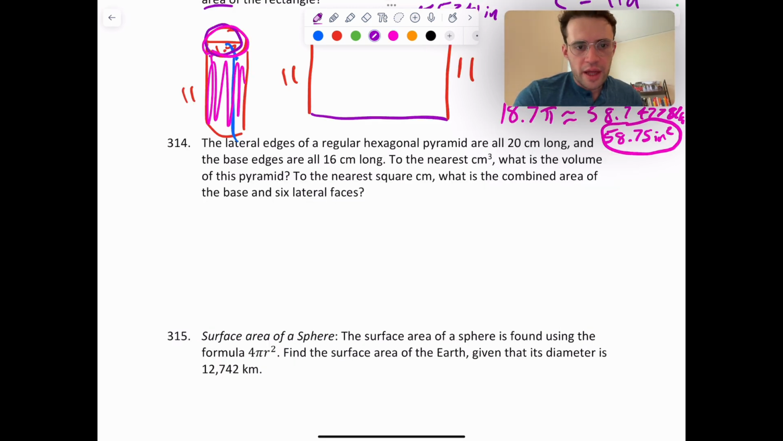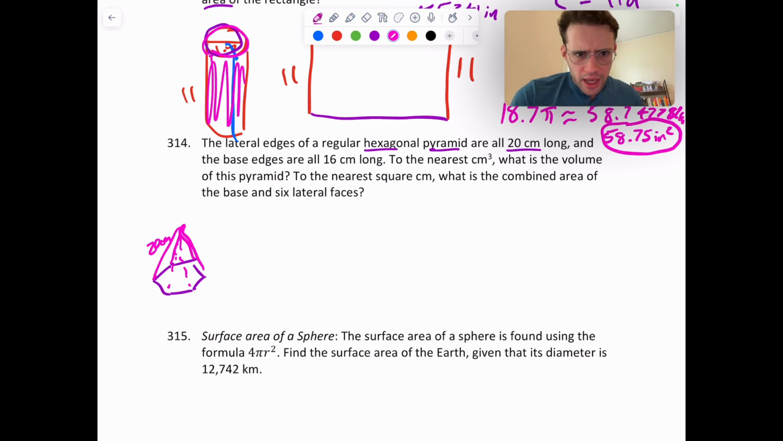All right, the lateral edges of a regular hexagonal pyramid. So a hexagonal pyramid means it has a hexagon base, so we draw a hexagon down here, 6 sides, and a pyramid means that they will all meet at one point. They say the lateral edges are all 20 centimeters, so those are the lines that I drew in pink. The ones going up the side, they're edges that go from these points on the base up to the top point, the vertex. And the base edges are all 16 centimeters, so those are the ones that I drew purple, so 16, 16, 16, like that.